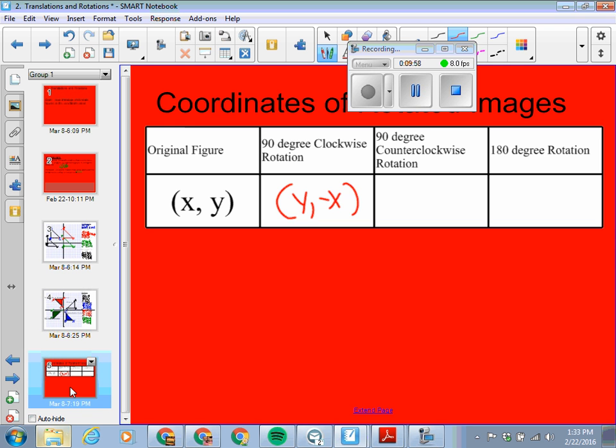For a 90-degree counterclockwise rotation, they flip around again, but now the y coordinate, or what was the y, becomes negative. And then the 180, leave our x and y's in the same positions, but change your signs to the opposites. This concludes your lesson over rotations and translations.